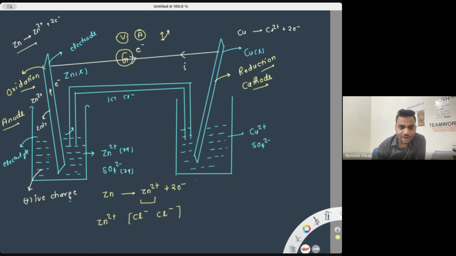So this solution will always remain positively charged because zinc ion will be here. It will just not be accumulated. Because as soon as zinc ion is coming, it is attracting Cl minus ion from salt bridge and becoming neutral again. But some extra zinc ion is always there. So this solution became positively charged. It will remain positively charged, not too much positively charged because positive charge will not be accumulated.